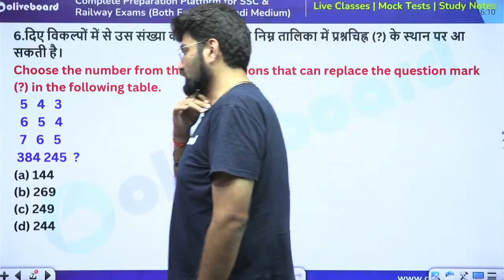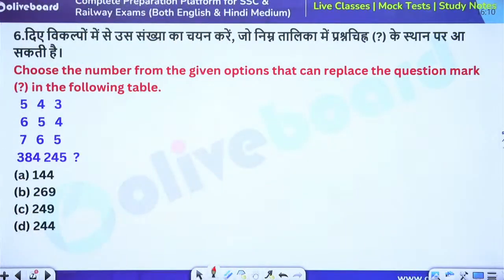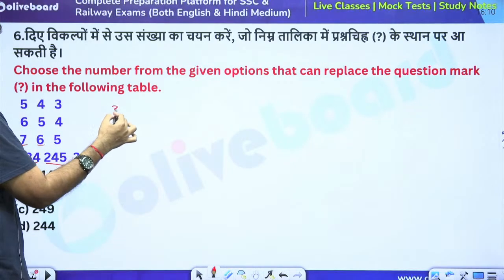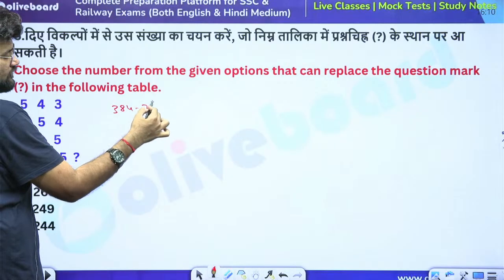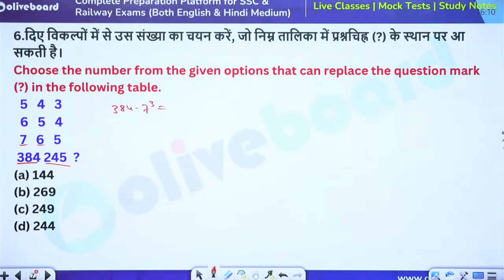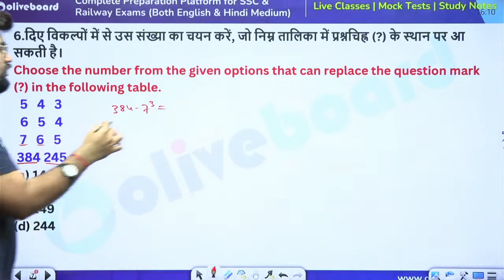Now, how to decode this particular question? How to catch hold of it? If you see, in the final row, the numbers are very close to the cubes of these numbers. So subtract the cube. 384 minus 7 cube. Just subtract it. What do you get? You get 41.